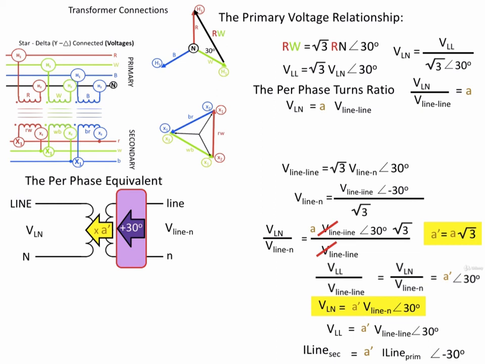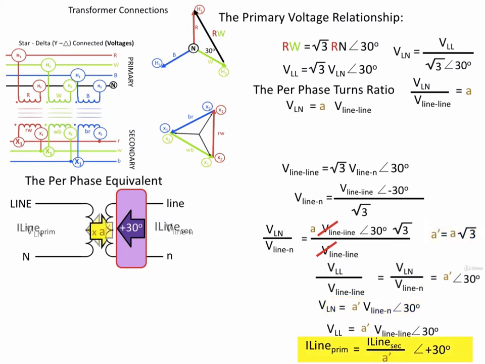Now, we've already established this equation for the secondary line current in terms of the primary line current, and these are phasor values. So if we wanted to look at the primary line current in terms of the secondary line current, we'd have to divide by the operator, and we'd have to add 30 degrees. So our operators would look like this.